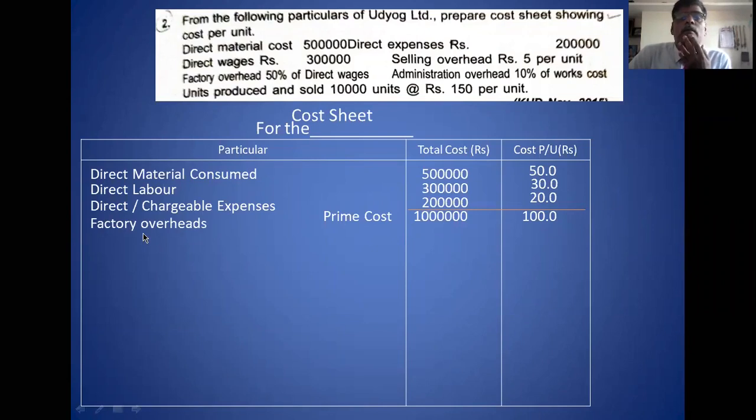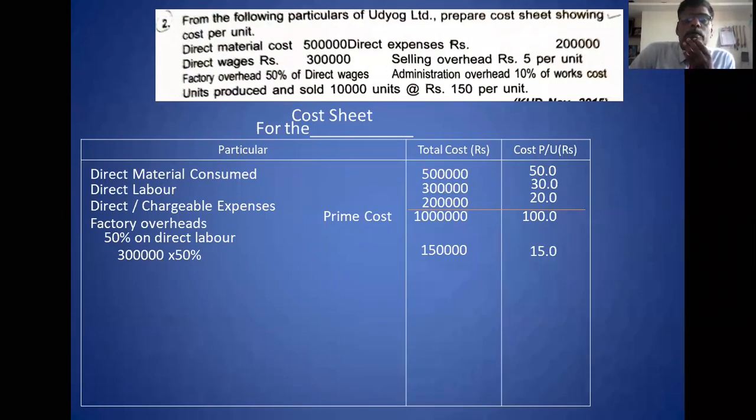Then you add the factory overhead. What is the factory overhead? Factory overhead is 50% of direct labor. Direct labor is 3 lakh. You calculate 50% of direct labor. 3 lakh into 50% is equal to 1,50,000. Okay, 1,50,000 divided by 10,000. That is 15. 15 is the per unit.